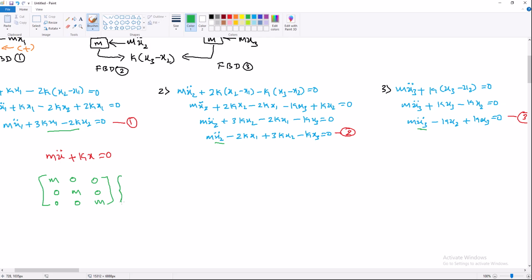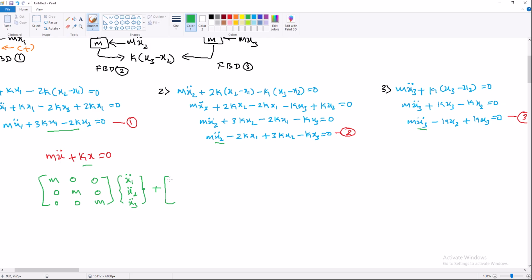So now the acceleration matrix I can have as x1 double dot, x2 double dot and x3 double dot. If I multiply these, I must get m x1 double dot and the other two are 0, meaning x2 double dot and x3 double dot are 0 in equation 1, and similarly for the second and third equations. Now I would like to write the stiffness matrix.